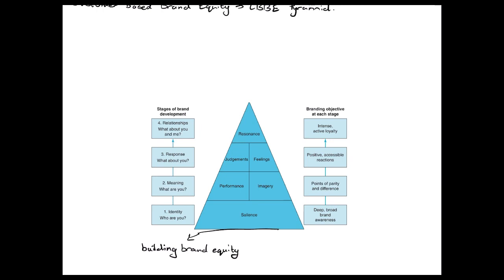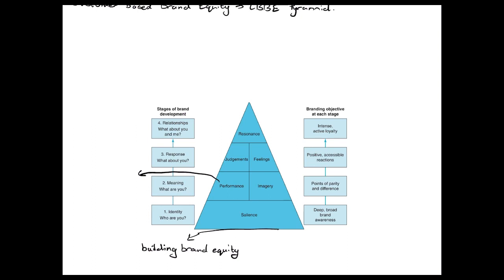So next we can move on to the performance. As we can see, performance and imagery is on the same level of the pyramid. Why is this so? We look at the performance first. The brand performance is the product itself at the heart of the brand equity, because it primarily influences what consumers experience with a brand, what they hear about a brand from others, and what the brand owner can tell the consumers about the brand.